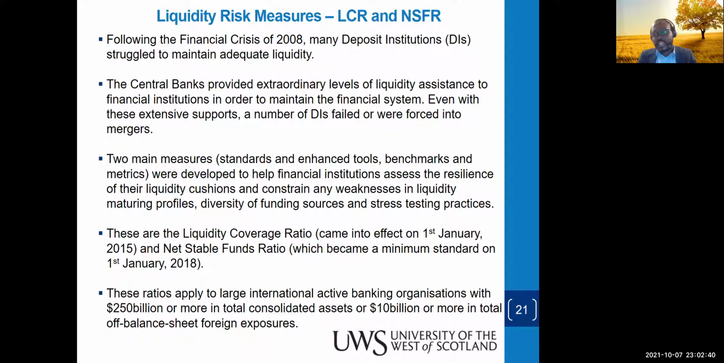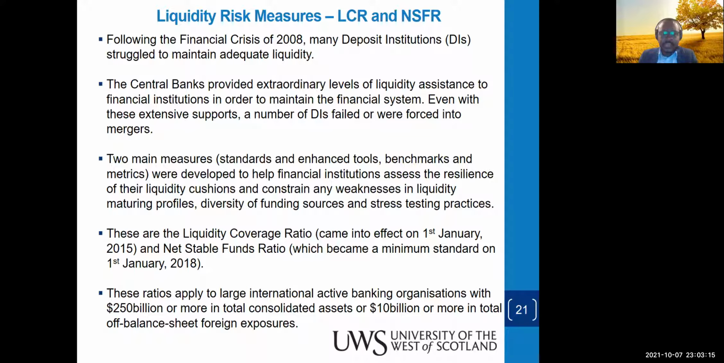So two main measures were adopted or implemented by the central banks or proposed for banks, for financial institutions to take on. We can call them measures, enhanced tools, or benchmarks and metrics. The intention was that they will help financial institutions to assess the resilience of their liquidity cushions, and to constrain any weaknesses in liquidity maturing profile. So in effect, it helps them to be ready with cash to meet any demands.